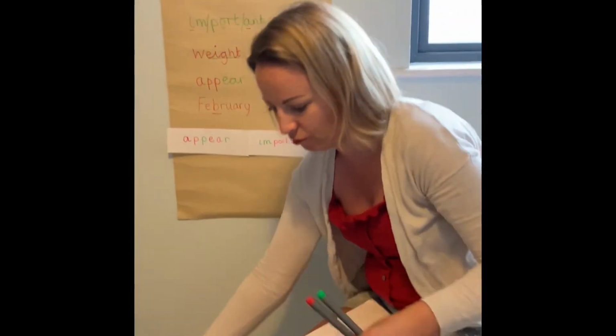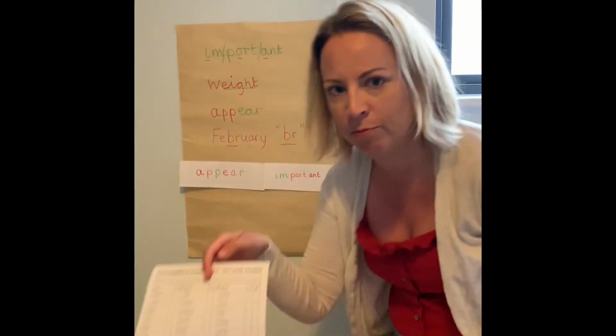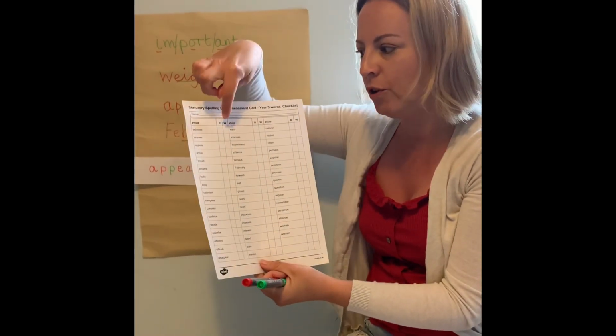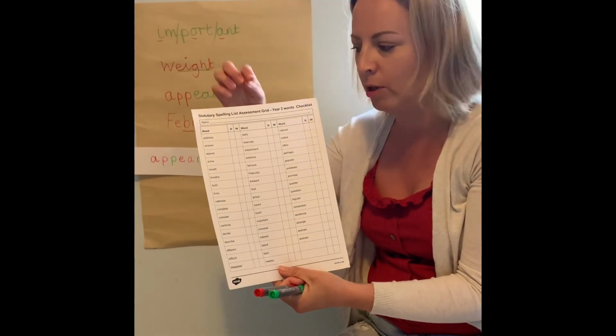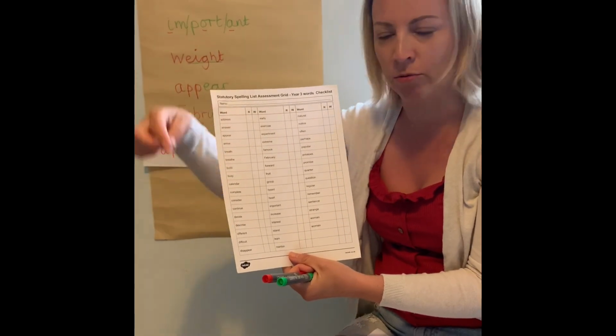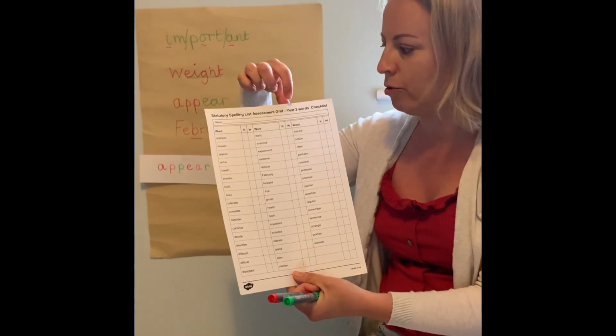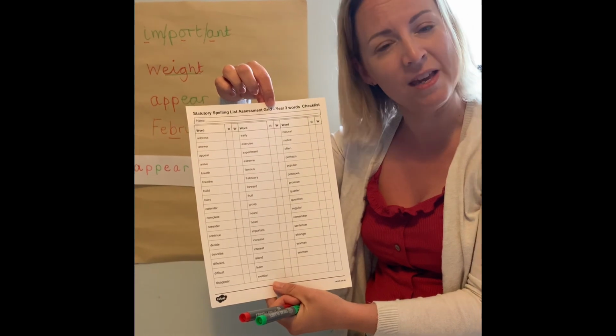Okay, so keep practising these common exception words at home, please. It'd be really useful if you could tick them off as you go through them. Maybe you work through them in alphabetical order. And then when you've worked on your, say, year 3 ones, maybe you could get the year 4 ones and start preparing for next year.